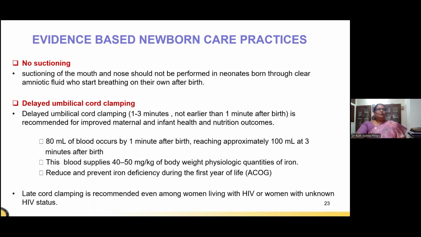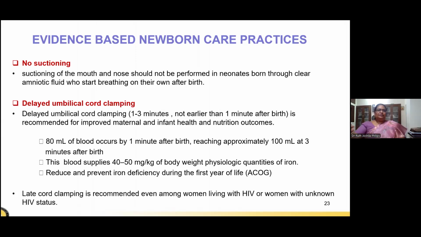Now, a very brief look at the evidence-based practices in newborn care. It is strongly recommended that routine oral and nasal suctioning is not needed in infants who are born through clear amniotic fluid. That means suctioning might be necessary if the amniotic fluid is meconium stained. Otherwise, if it is not meconium stained, there is no need for us to do any mouth and nose suctioning after the baby is born.